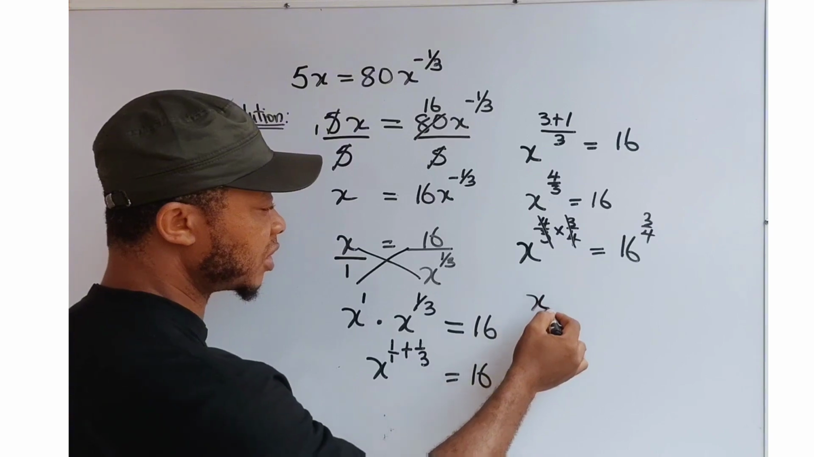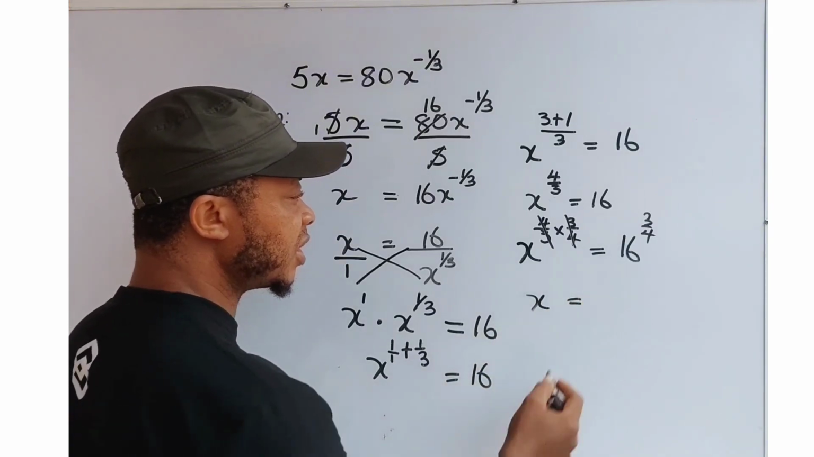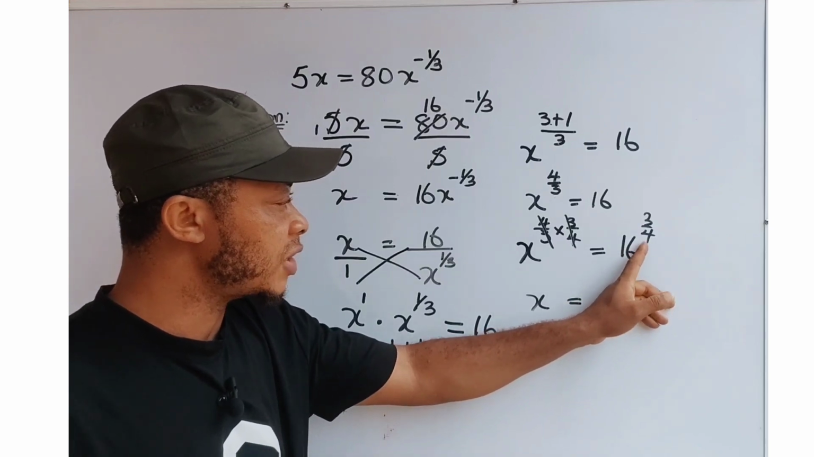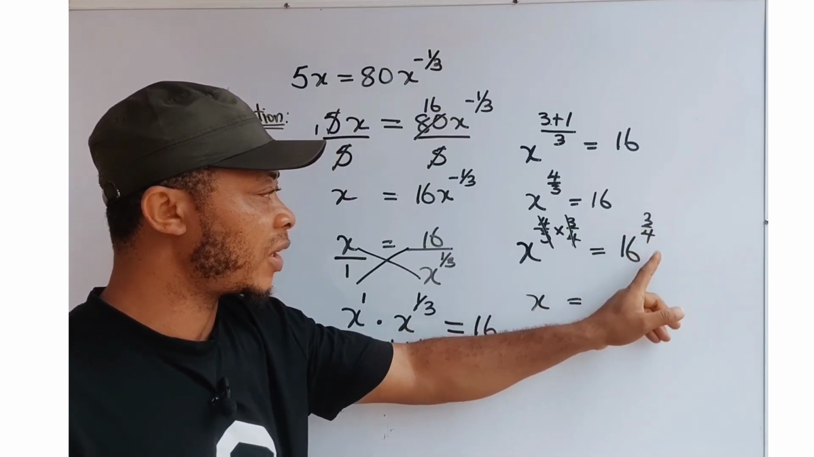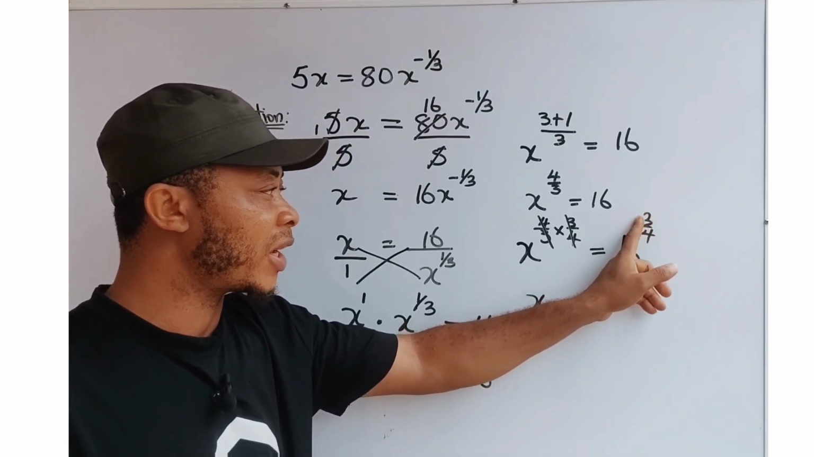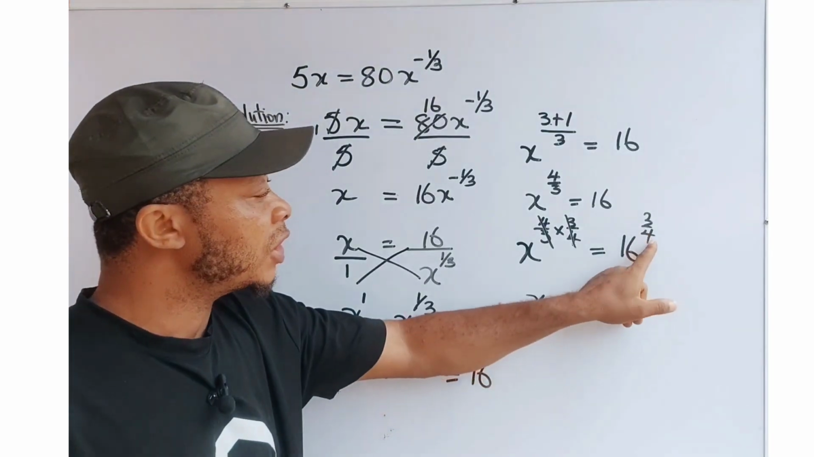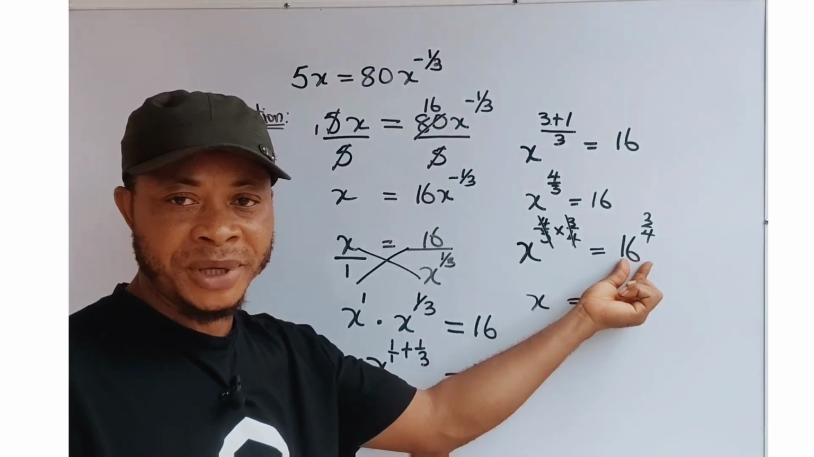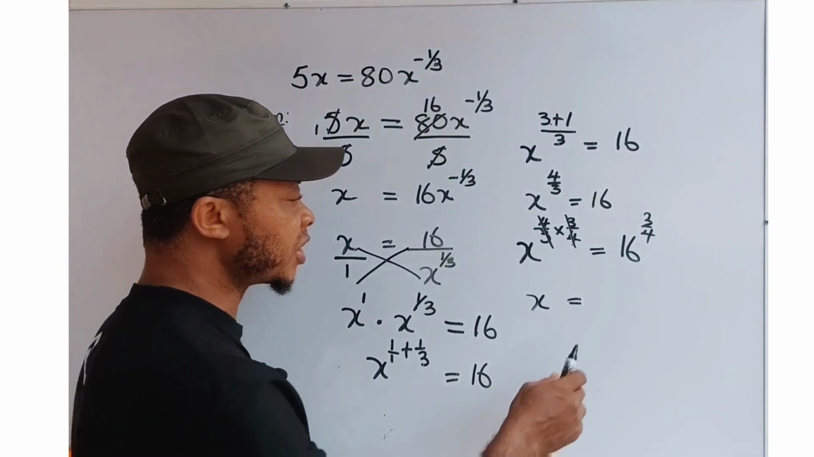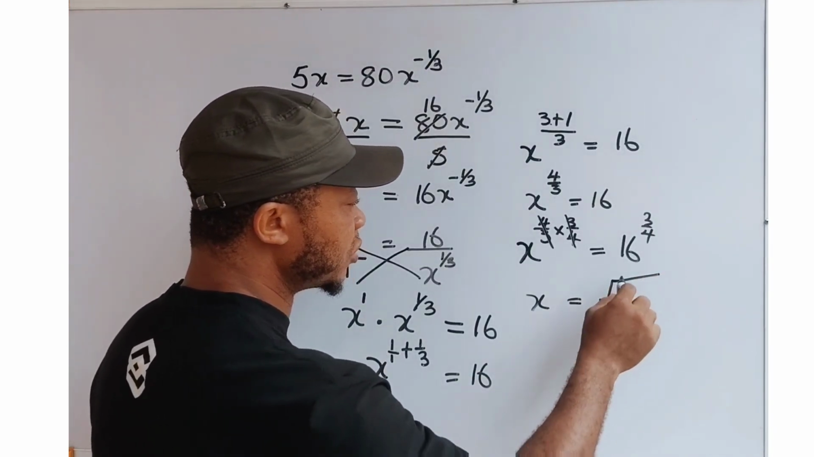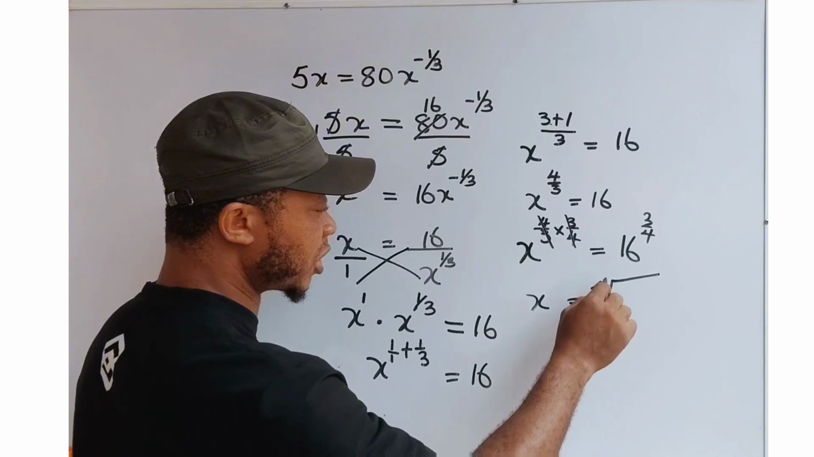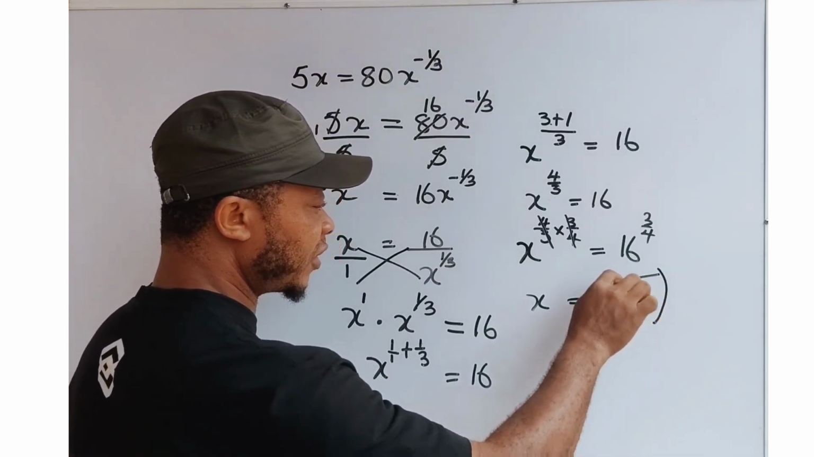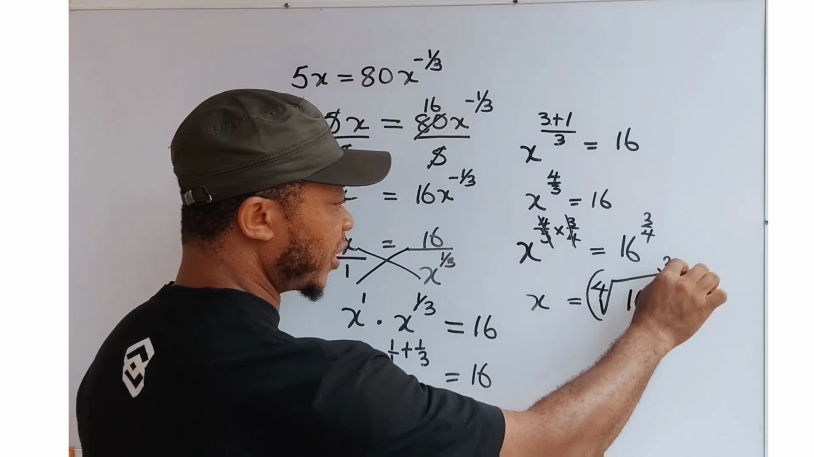We now have x = 16^(3/4), which means the fourth root of 16, all of them raised to power 3. Whenever the power is a fraction, the denominator of the fraction will form the root of the base. In this case, the root of this base is going to be the fourth root. So we put down our fourth root of 16, and everything will be raised to power 3.